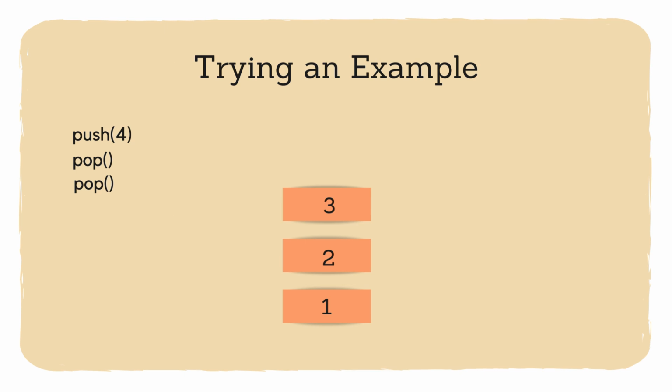In this case, the 3 is the top element in the stack, so the 3 will be removed. Finally, let's try pushing again. Let's try pushing a 5, and once again, when we're pushing, we add to the top of the stack, so the 5 is added right on top.